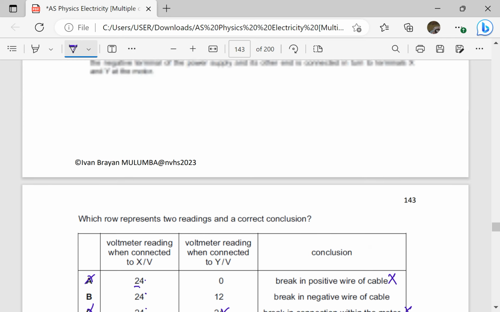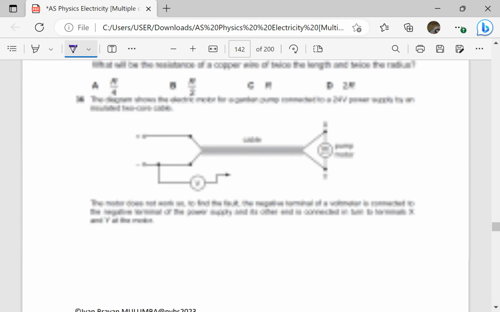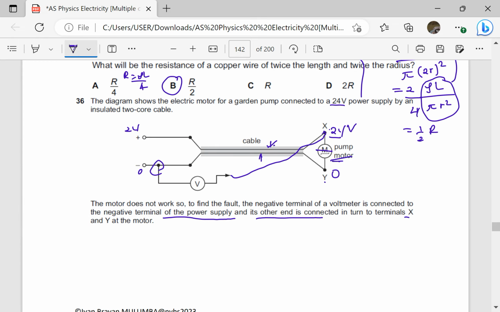Okay, let's go back. Suppose there is a break in the negative wire. Remember I said the upper wire is positive, the lower wire is negative. If there is a break in the negative wire, when I put the voltmeter at X, it will read 24. Even when I put it at Y, it will still read 24, even though the current is not going back to the negative terminal via this negative wire. Because current is continuing from X to Y, the potential at Y is supposed to be 24.